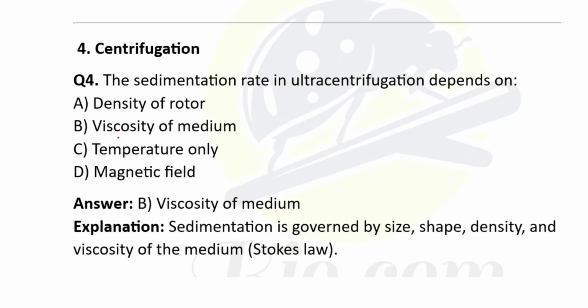Rate in ultracentrifugation depends on. So the sedimentation rate is governed by the size of your sample, shape and density, as well as the viscosity of the sample. So it depends on B, the viscosity of the medium. Sedimentation rate in ultracentrifugation refers to the speed at which particles in a solution move and settle under the influence of higher centrifugal forces.